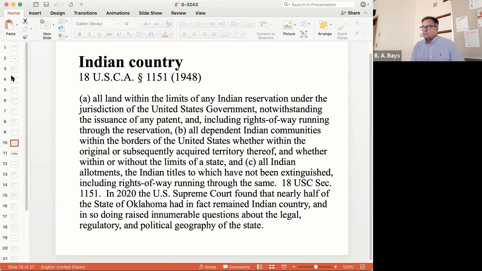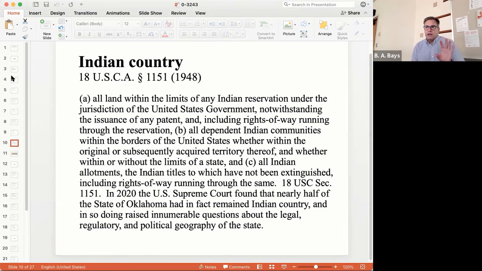Okay. B, all dependent Indian communities within the borders of the United States, whether within the original or subsequently acquired territory thereof, and whether within or without the limits of a state. Okay, now that's the weird one. That's the one that it's very difficult to sort of define. But one way to remember that is, okay, what's a dependent Indian community?